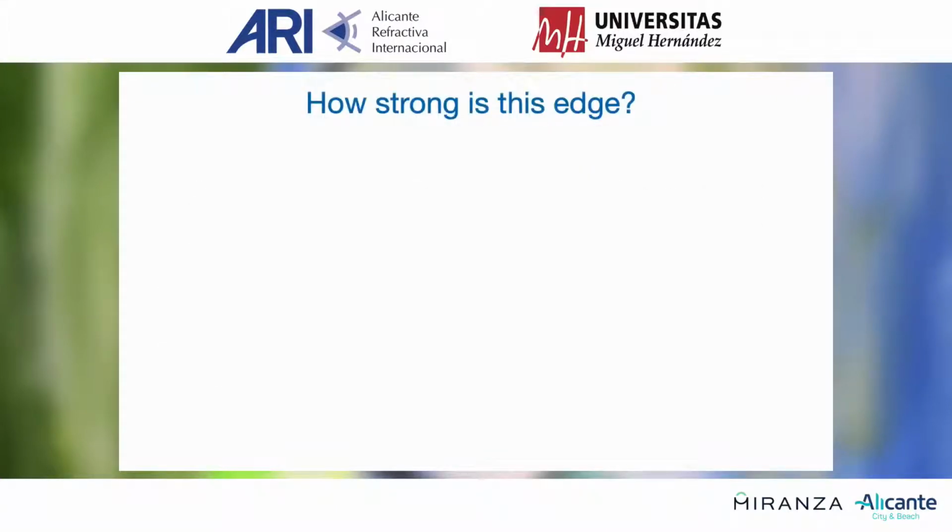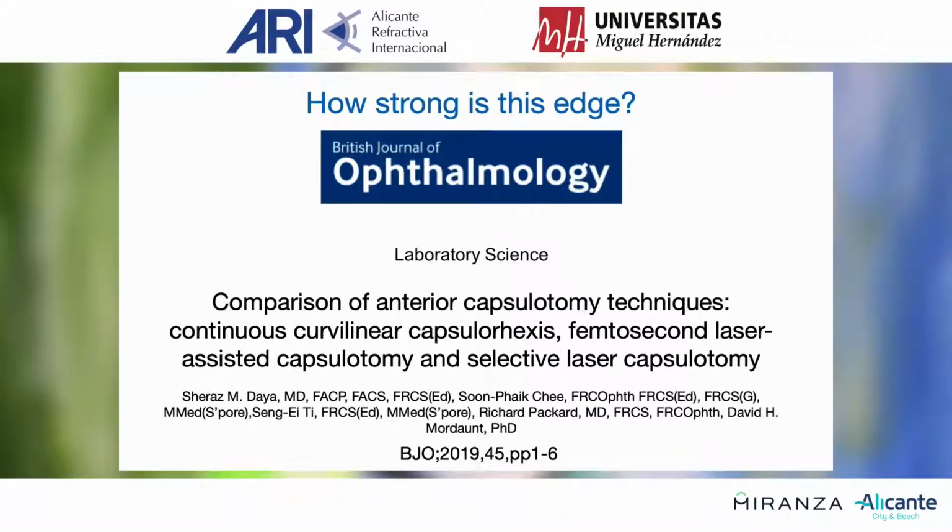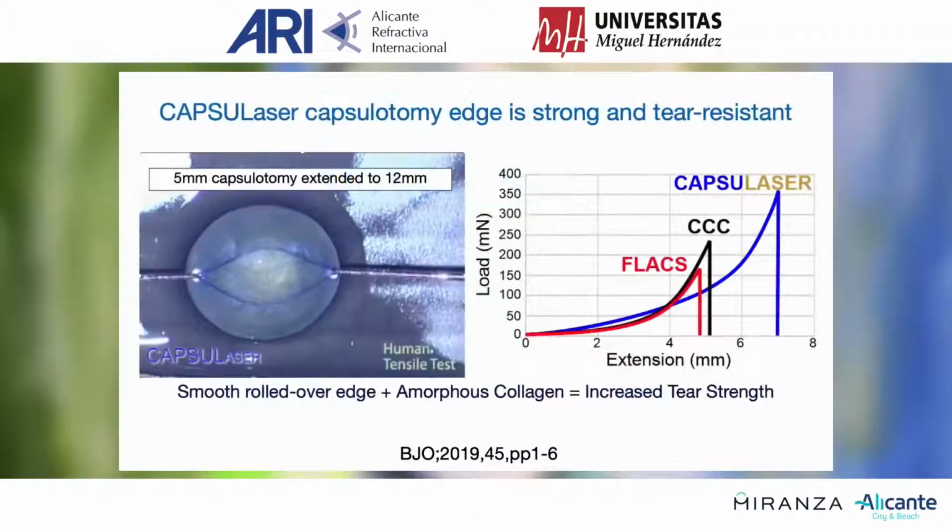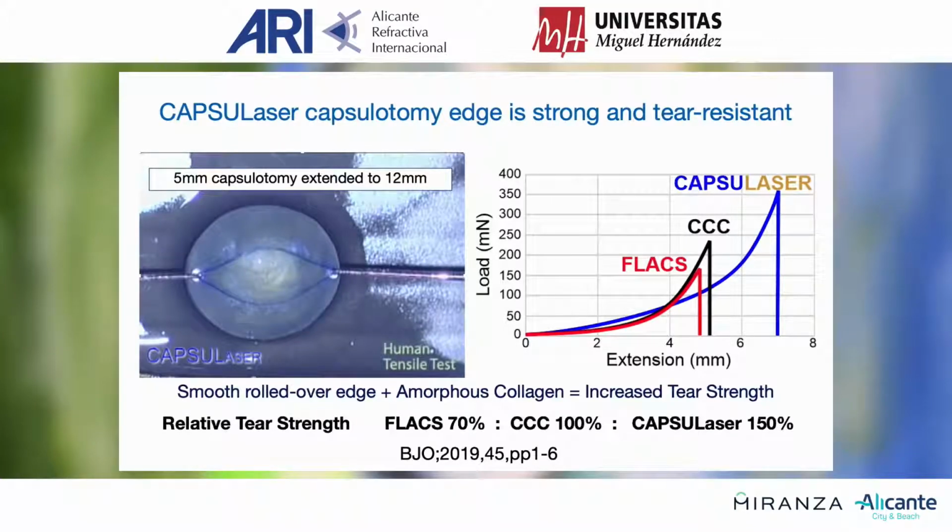We wanted to see how strong the edge was, and in a study published in the British Journal of Ophthalmology, we compared anterior capsulotomy techniques for continuous curvilinear capsulorhexis, femtosecond laser assisted capsulotomy, and selective laser capsulotomy. We were able to show that the Capsulaser capsulotomy edge is strong and tear resistant. When compared with FLACS and CCC, if CCC was considered to be 100%, FLACS was 70%, and Capsulaser was 150% in terms of relative tear strength, and this was significant at P less than 0.01.